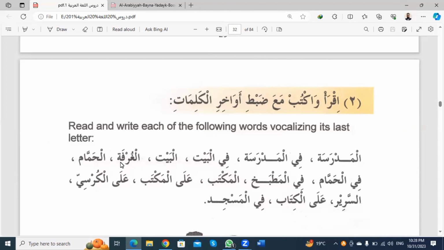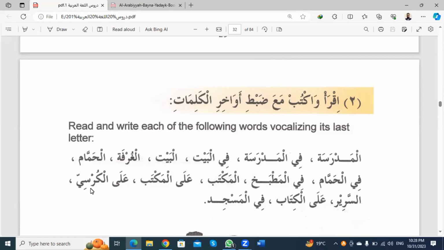Al-ghurfatu, right. Al-hammamu, right. Fil hammami, right. Fil matbakhi, right. Al-maktabu, oh no, there is ala al-maktabi. Sorry, no problem. Ala al-maktabi, very good, right.